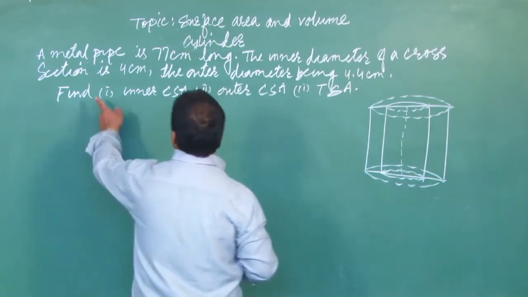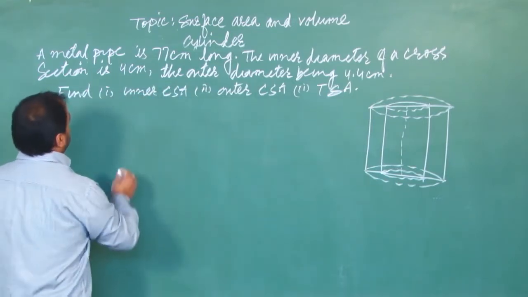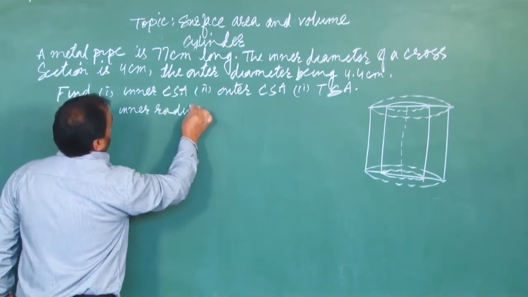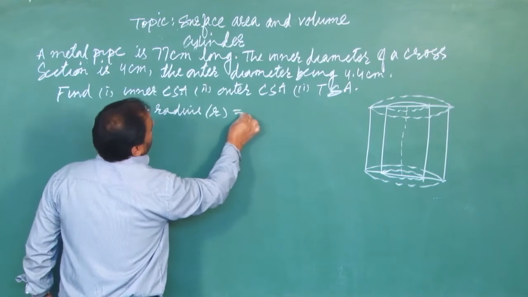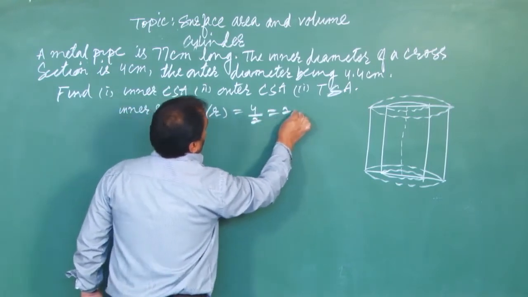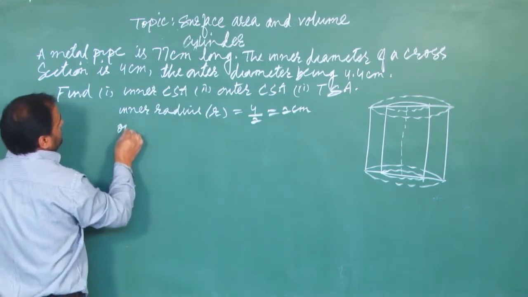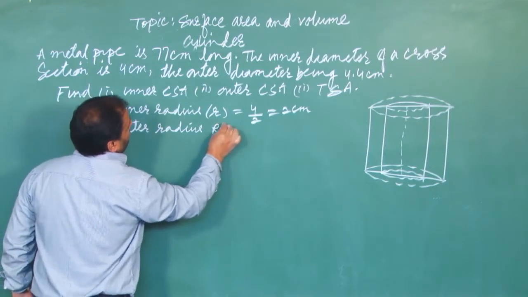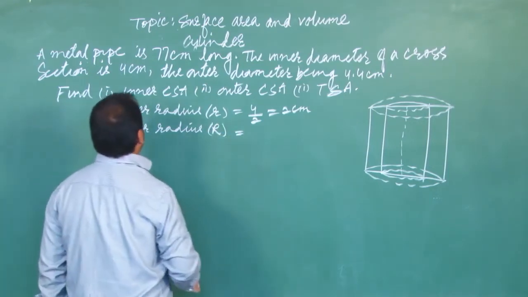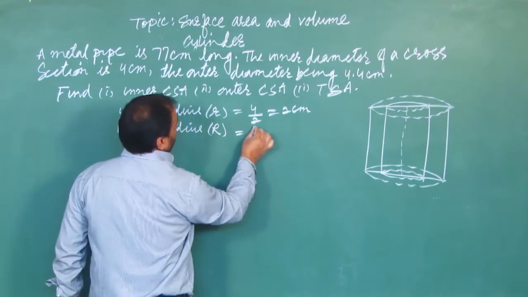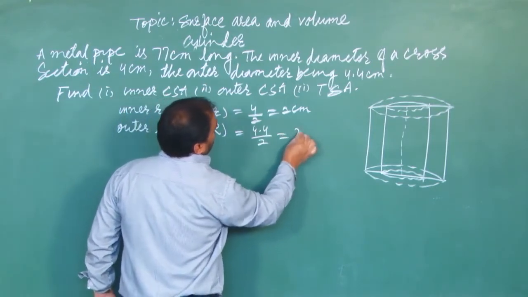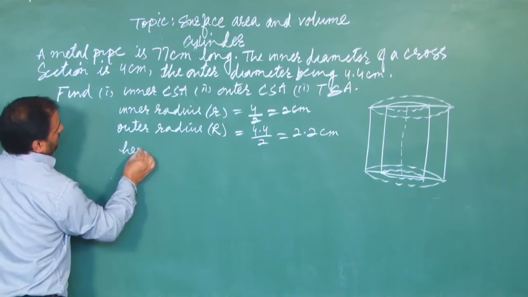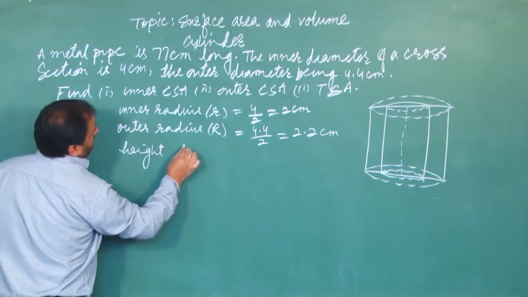Now, the inner diameter is 4 centimeters. We can say that the inner radius is 2 centimeters. And the outer radius, which we denote by capital R, is 4.4 divided by 2, that is 2.2 centimeter. And its height, the length of the pipe, is 77 centimeter.